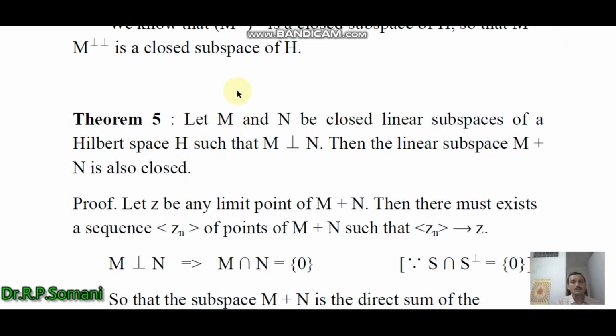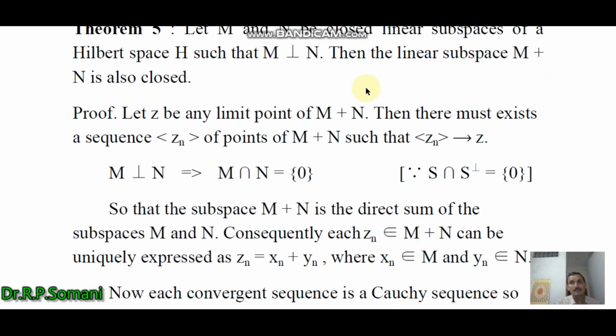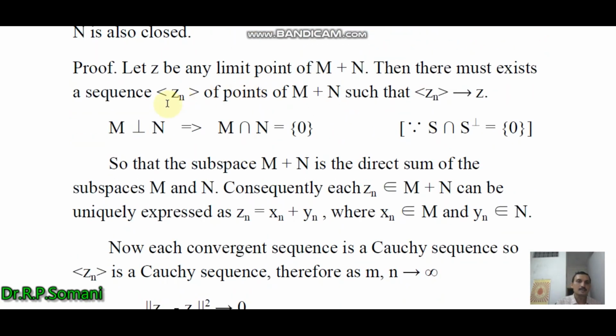Now theorem 5 tells us: let M and N be closed linear subspaces of a Hilbert space H such that M is orthogonal to N, then the linear subspace M plus N is also closed. So we prove here that M plus N is closed. Let Z be any limit point of M plus N, then there must exist a sequence Zn of points of M plus N such that the sequence Zn tends to Z.